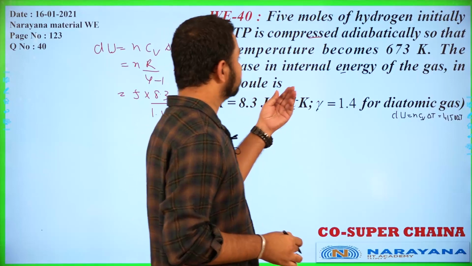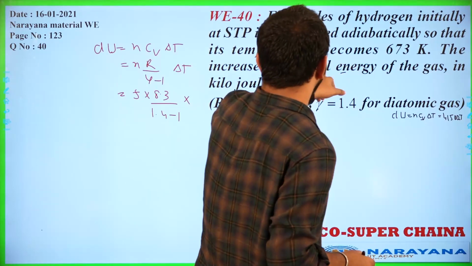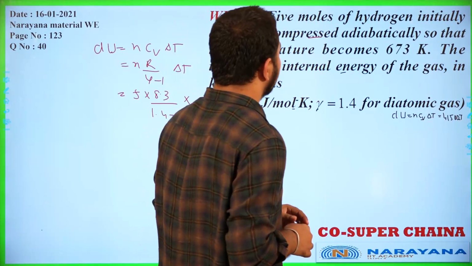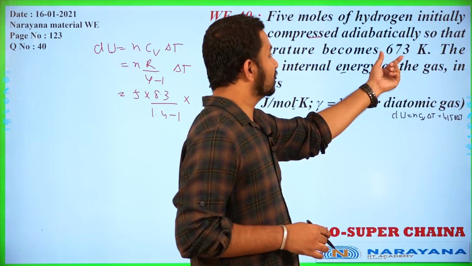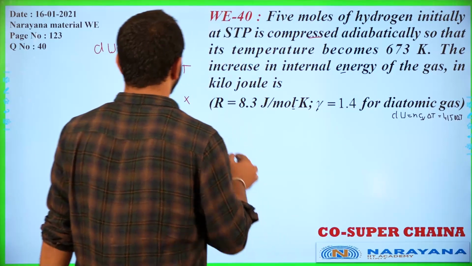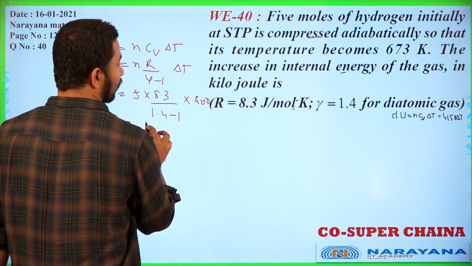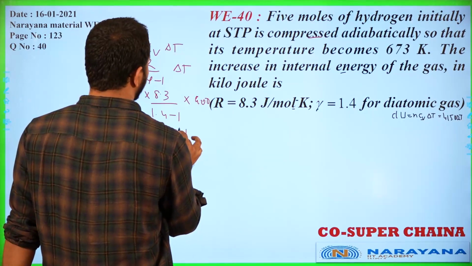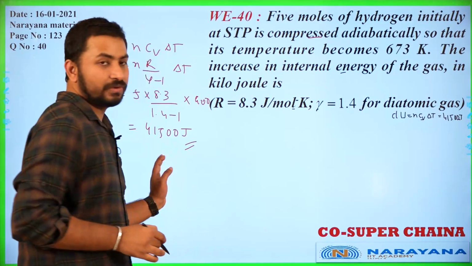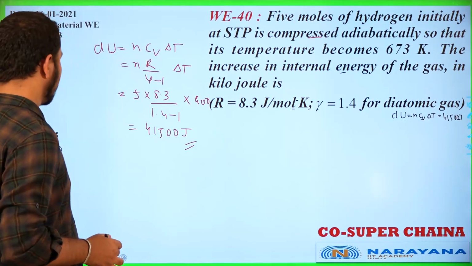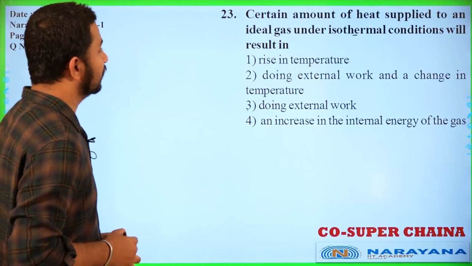What is delta T given here? The temperature becomes 673, so the change from 273 to 673 gives delta T as 400. If you substitute all these values here, we'll get 41500. That will be the answer of this question, student. Right? Let's proceed to the next question here.